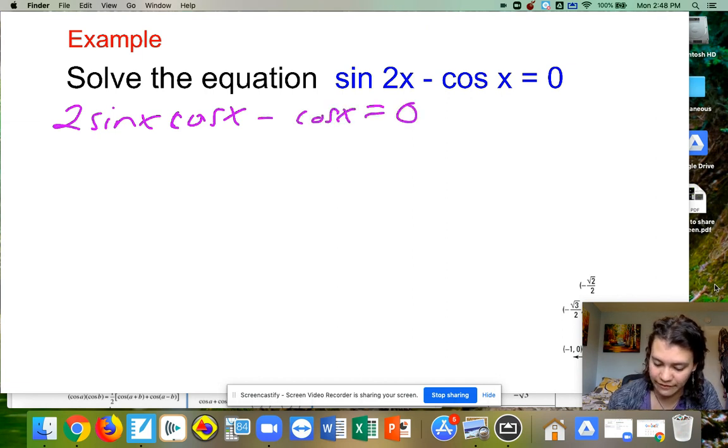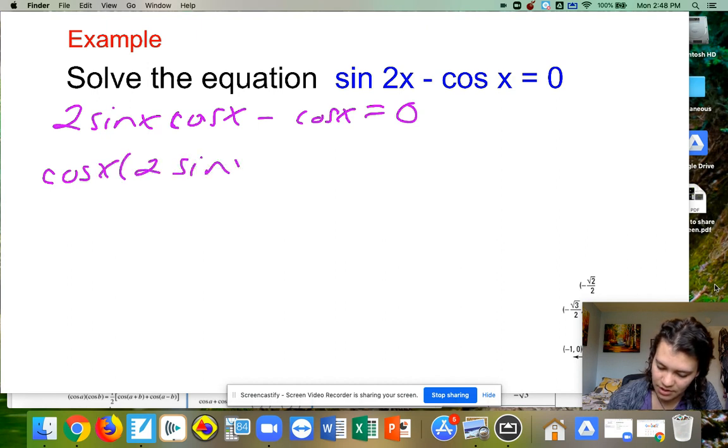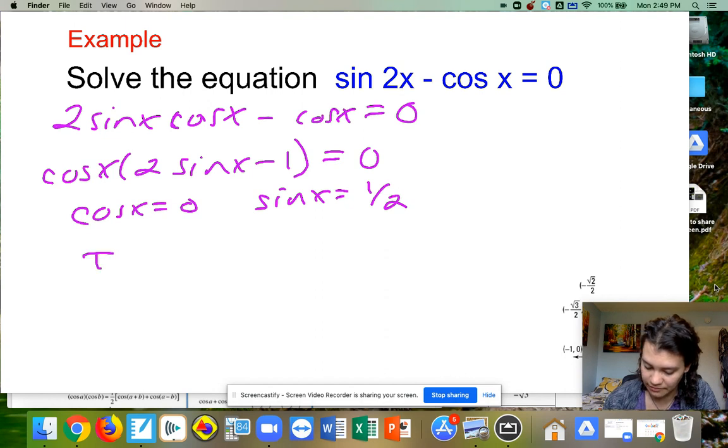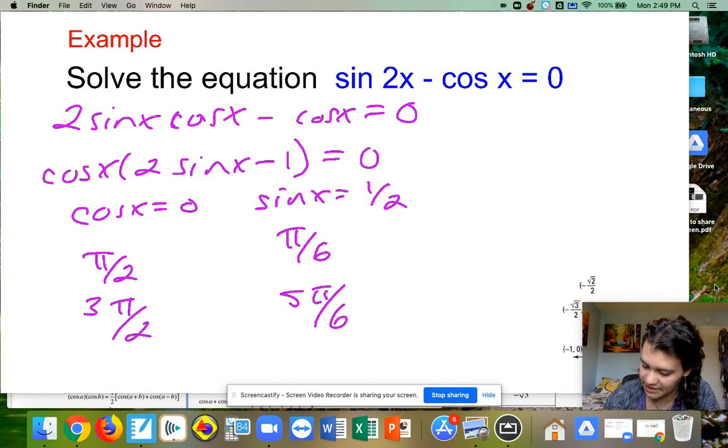At this point, I can factor cosine out of both of these and get 2 sine x minus 1. And break this into two chunks. You get cosine x equaling 0 and sine x equaling a half. And then use your unit circle again, and you'll get pi over 2 and 3 pi over 2 for your cosine, and pi over 6 and 5 pi over 6 for the sine.